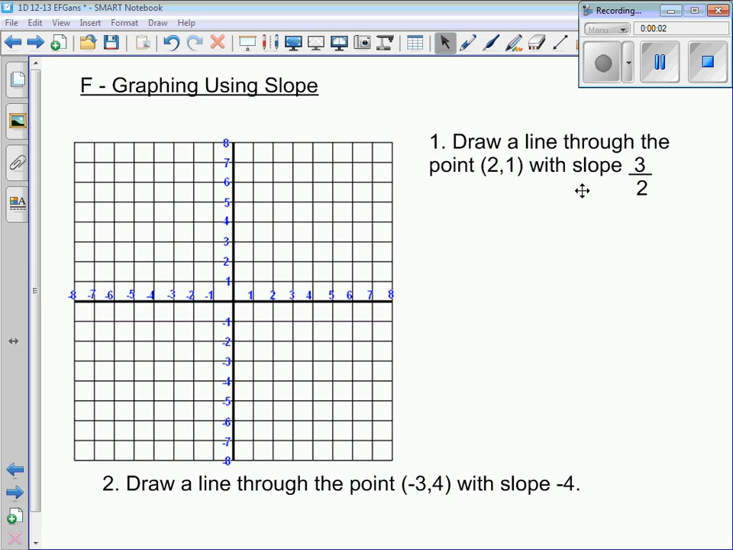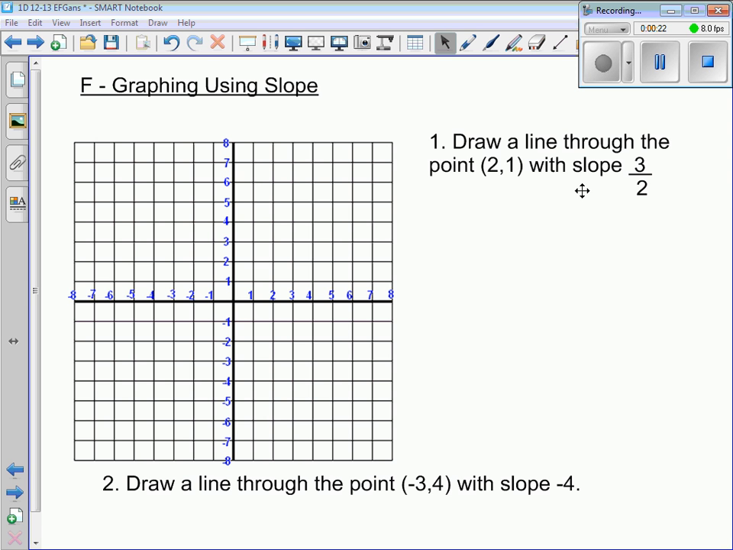So we're still working on Unit 12.13 here. We're still talking about slope, and we want to look at how you can use the slope to create a graph of a line relatively quickly. So here's the question that we're given. We're asked to draw a line through the point (2, 1) with the slope 3 over 2.